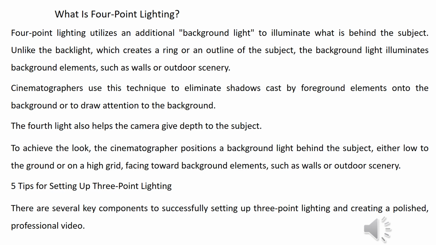To achieve the look, the cinematographer positions a background light behind the subject, either low to the ground or on a high grid, facing toward background elements such as walls or outdoor scenery. There are five tips for setting up three-point lighting. There are several key components to successfully setting up three-point lighting and creating polished, professional videos.